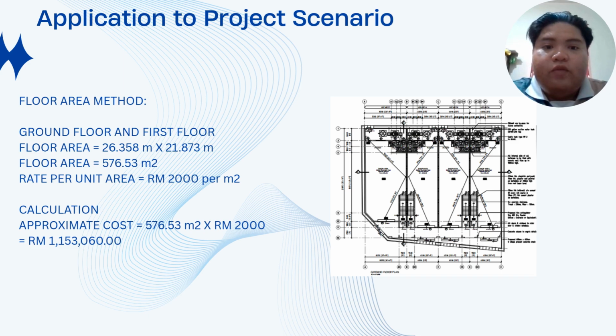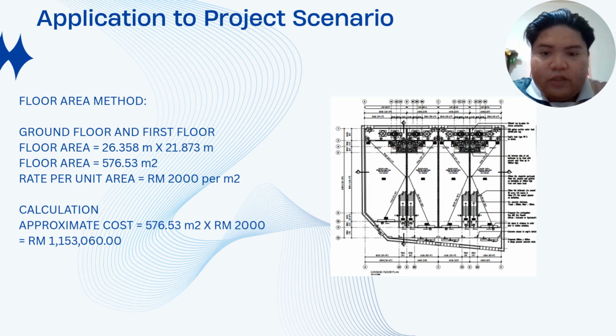For application to project scenario, I choose the floor area method to use in this calculation. So we go to the calculation, ground floor and first floor. Floor area 26.358 meter multiply 21.873 meter. Floor area 576.53 meter square. Rate per unit 2,000 ringgit per meter square.